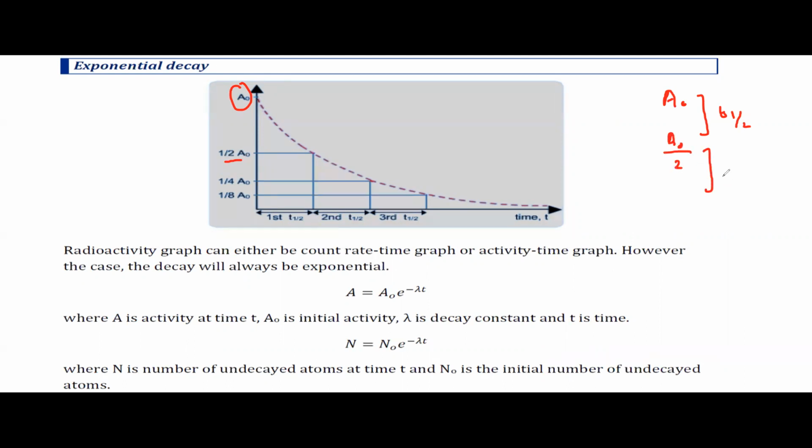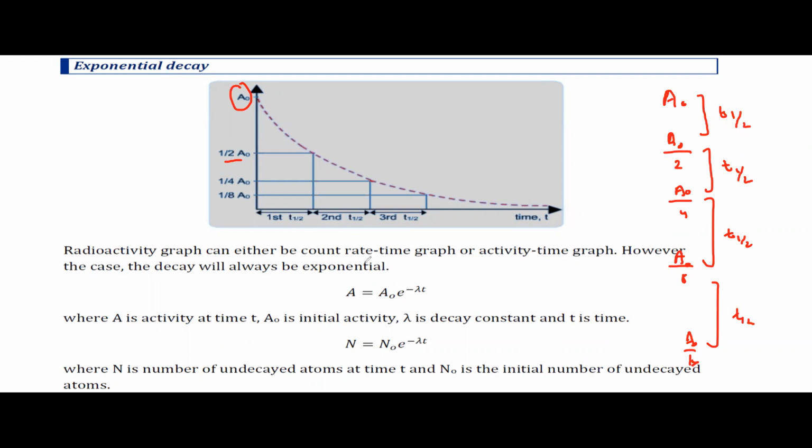Then after another half-life, its activity will change to A by 4. After another half-life, A by 8. After another half-life, A by 16. So after every half-life, its activity changes to half of its previous value.